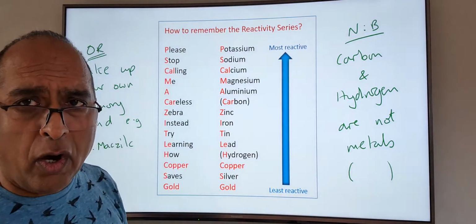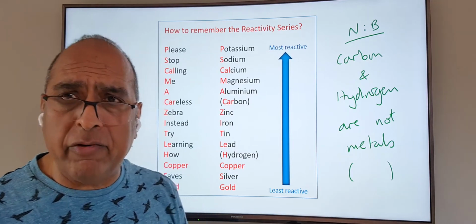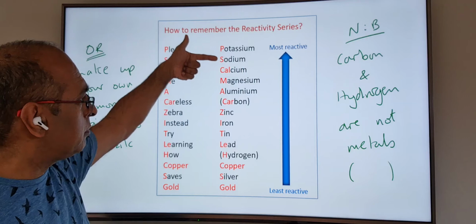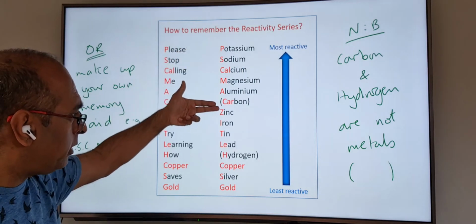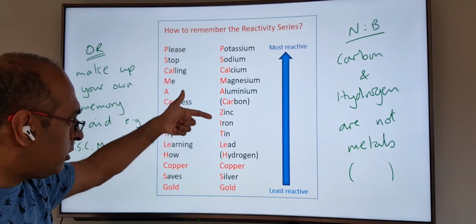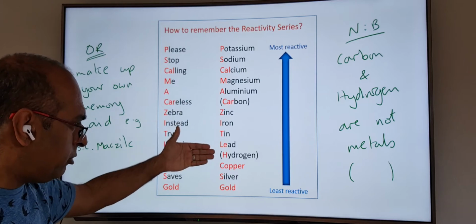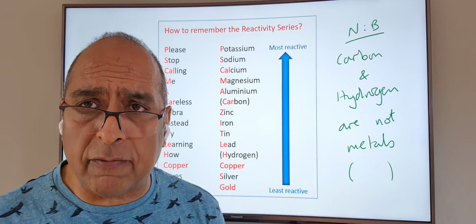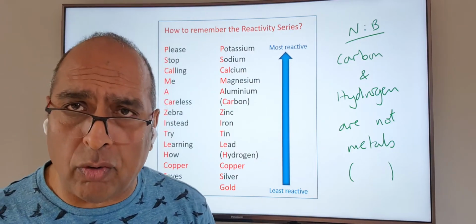So I want you to know some kind of reactivity series, and here's a reaction: potassium, sodium, calcium, magnesium, aluminium, carbon, zinc, iron, tin, lead, hydrogen, copper, silver, gold. I want you to be able to write most of that in order, in the correct order.